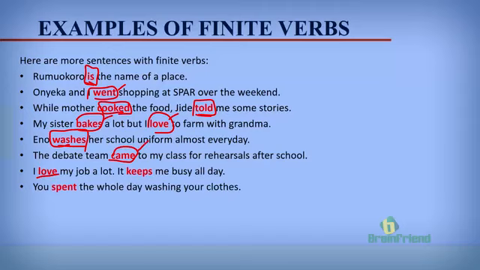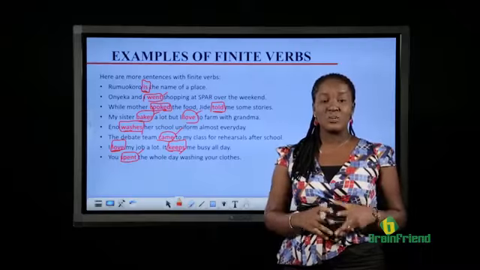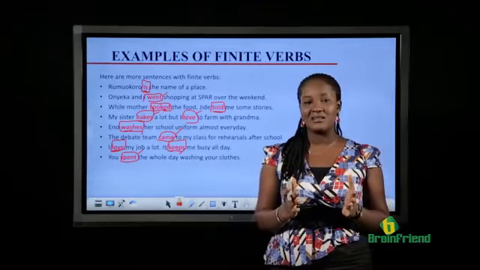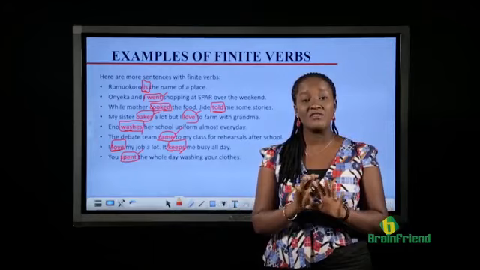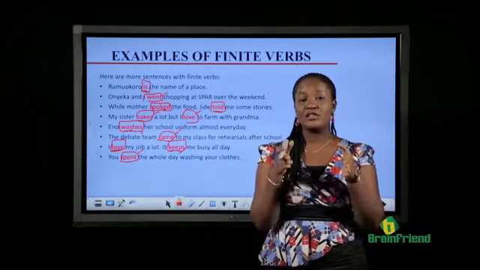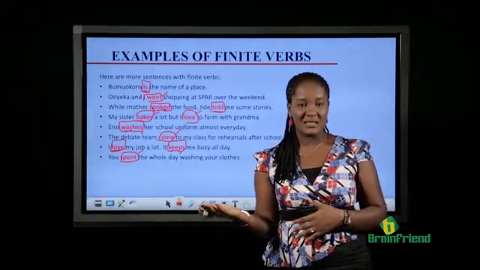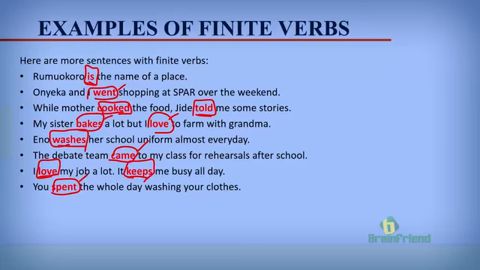I love my job a lot. It keeps me busy all day. Both verbs are in present tense, so they are finite verbs. And lastly: You spent the whole day washing your clothes. Spent is a past tense verb, which makes it a finite verb. So basically, finite verbs are verbs that can be expressed in present tense or past tense. So when you have a verb and you can use that verb in a sentence in past tense or present tense, that verb is a finite verb.